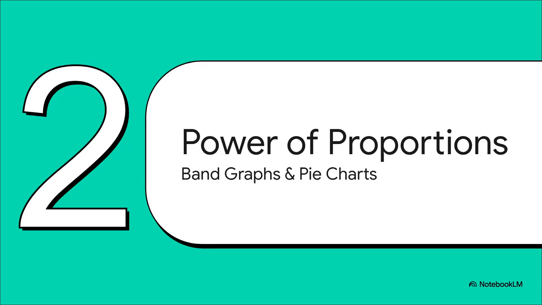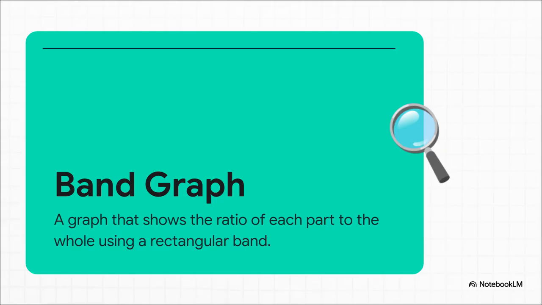So, with our percentages ready to go, it's time to bring out the stars of the show. When you want to show how a single whole thing is divided up, the bar graph and the pie chart are absolutely your go-to tools. First up is the band graph. Just think of it like a ruler that goes from 0 to 100%. Each category gets its own little segment of the band that matches its percentage. It's linear, it's straightforward, and it is really, really effective.